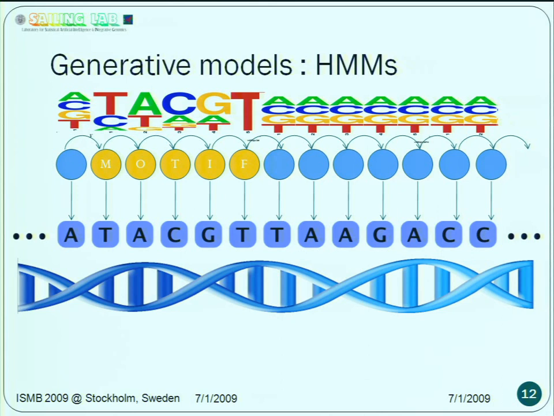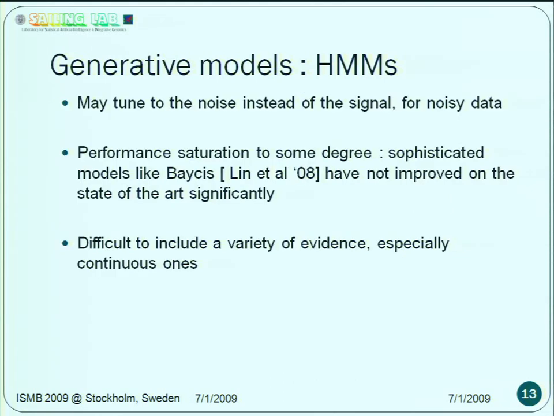However, there is a small problem with generative models, which we have found: generative models may tune to the noise instead of signal for noisy data, because what they do is they model the entire joint probability of both the sequence data and the labels itself. But what seems to be a bigger problem these days, especially in the past 3 or 4 years, is that the performance of these generative models has saturated to some degree.